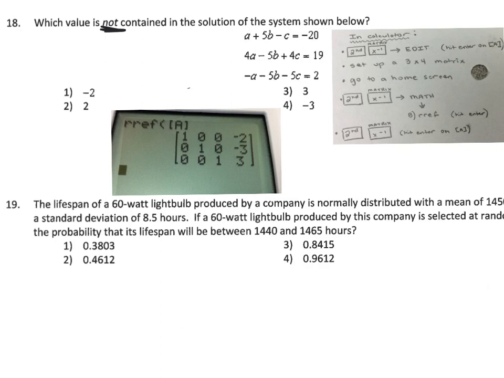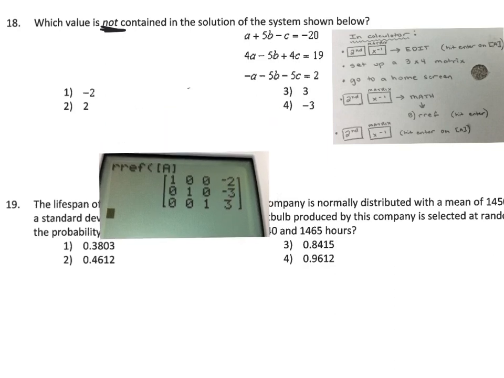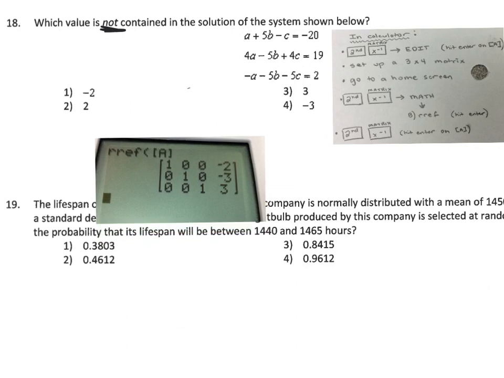So what this means is that 1A is equal to -2, 1B is equal to -3, and 1C is equal to 3. So these are the values of A, B, and C. You just want to look through the answer choices and see which one is not there. So it looks like choice 2 is not one of the values.